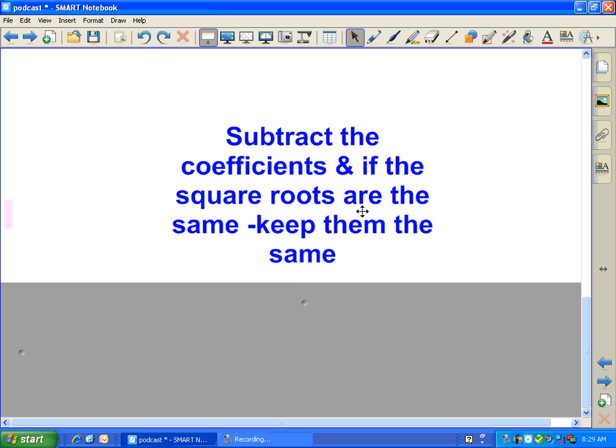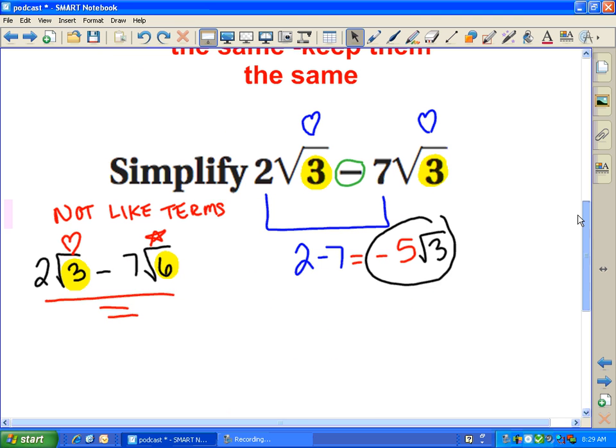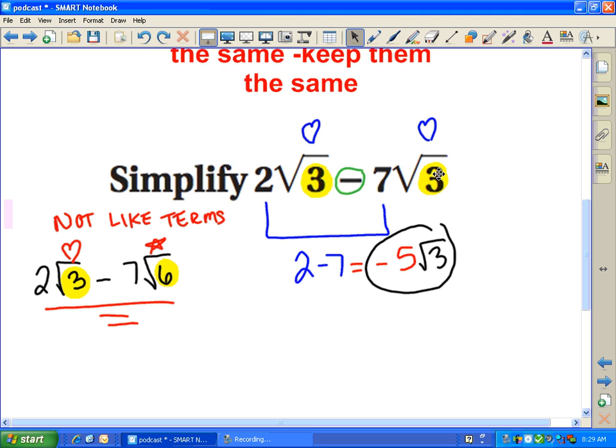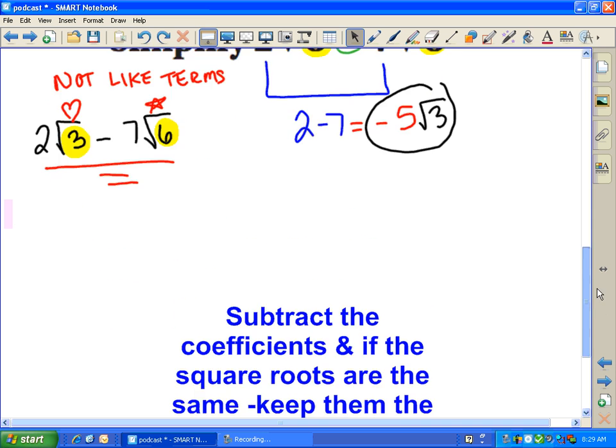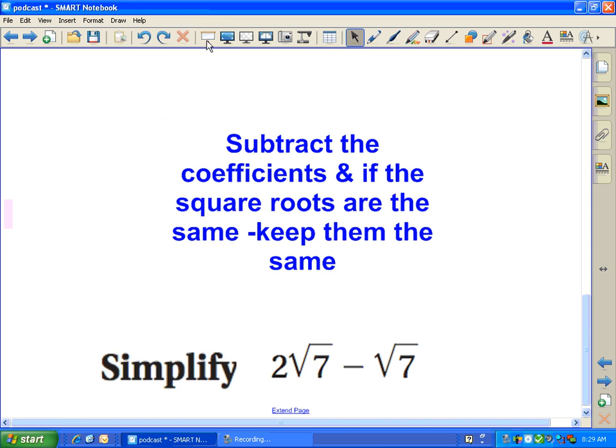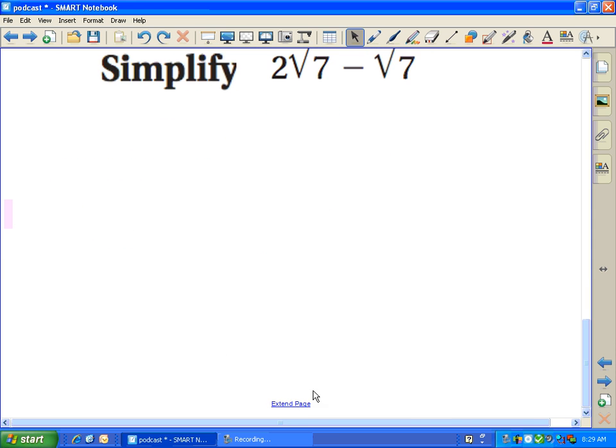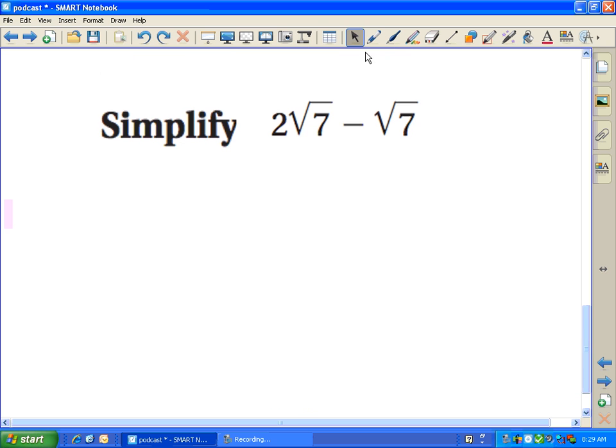If the square roots are the same, keep them the same. All right, let's take a look at one more example before we go to the next page.